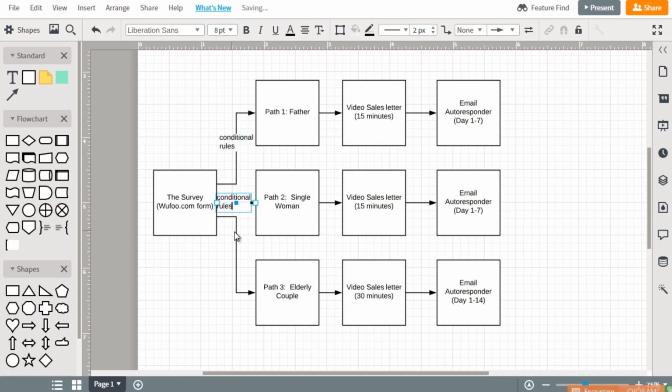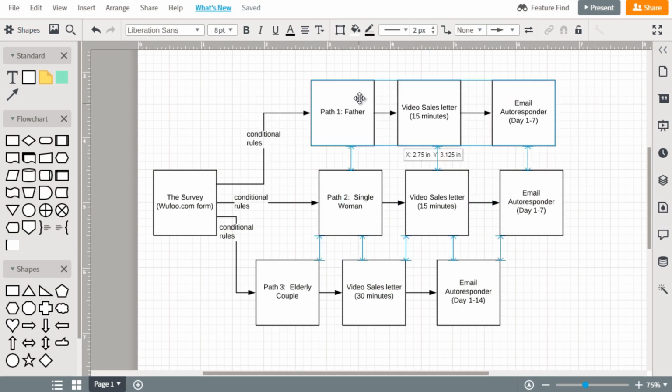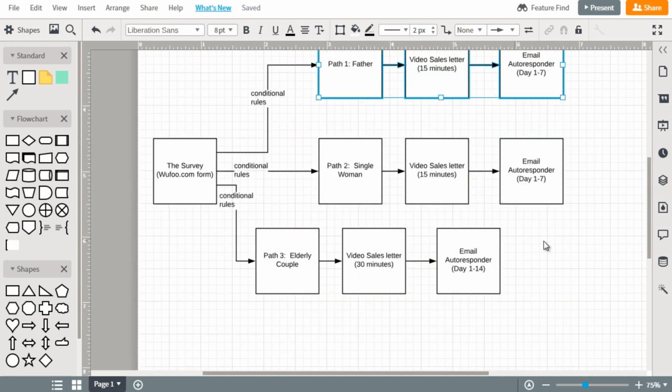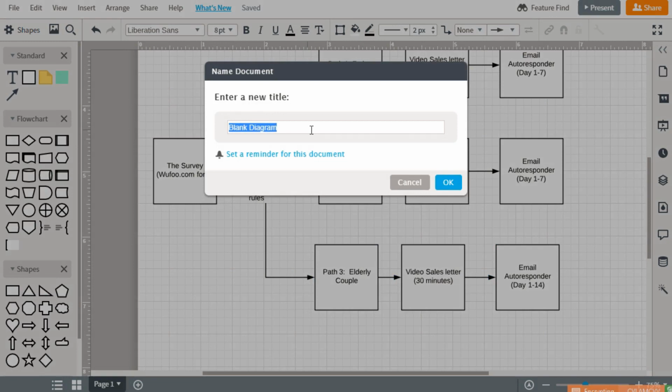So write that here, we'll write that here, and we'll write that here. So there will be conditional rules here, here, and here. I'm going to move this a little bit over here, so it's a little bit easier. And I don't know if you noticed this, but as I'm moving it, it locks into place. And I like that about Lucidchart, is it makes it really easy and organized. And we can name this. Click OK.